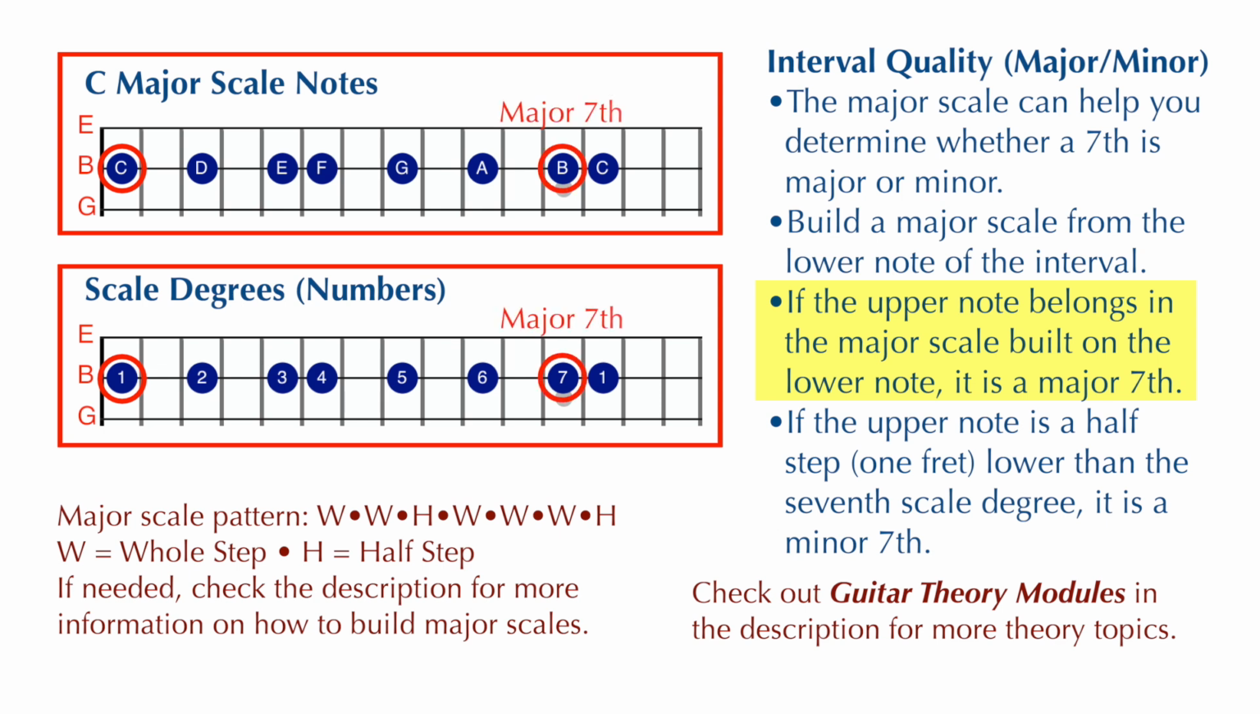The note B is the seventh note of a C major scale, so B is a major seventh higher than C. If you change that B to B flat, which is a 1/2 step lower than B, you now have a minor seventh.